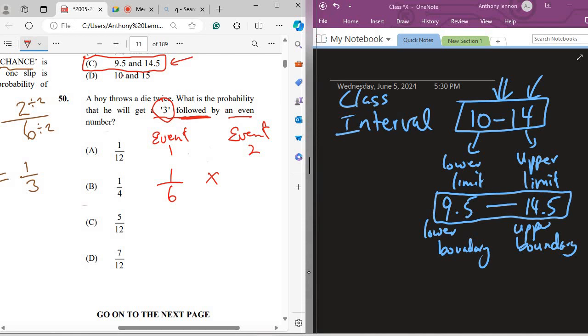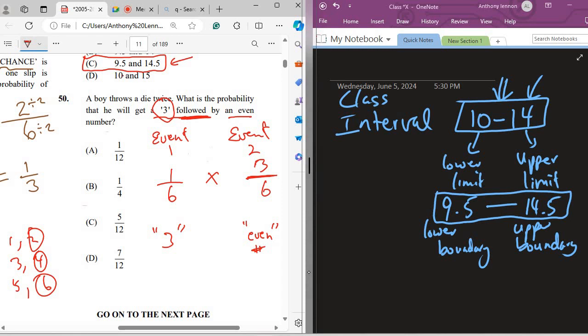Okay, so let's look at the probability for event 2 now. Event 1 is about the probability of getting a 3. Event 2 now is the probability of getting what? An even number. Right, so we have to look at the amount of even numbers we have on a fair die. How many even numbers do we have? We have the number 1, 2, 3, 4, 5, and 6. How many even numbers do we have there? 1, 2, 3. So we have 3 even numbers, out of how many numbers? We have 3 even numbers out of 6 numbers.